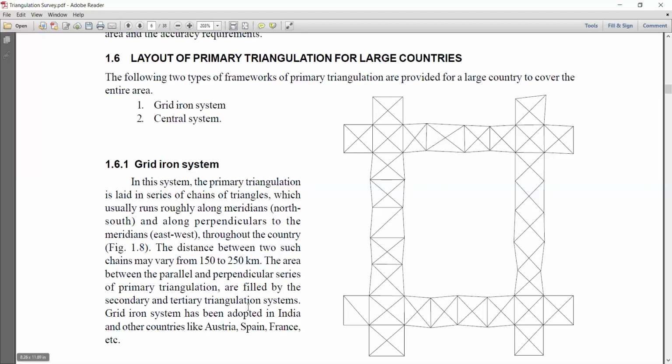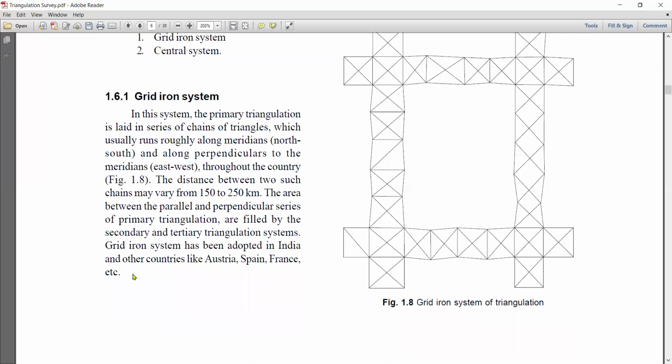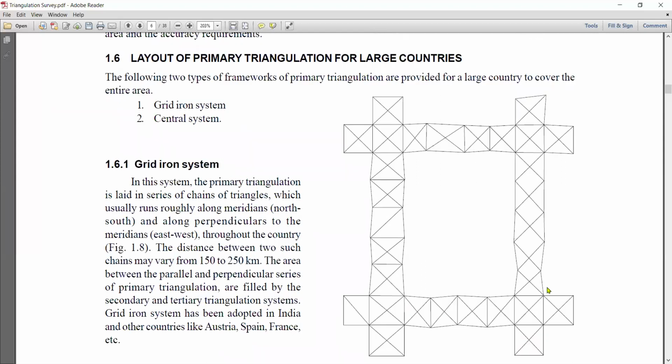The gridiron system has been adopted in India and other countries like Austria, Spain, and France. This system is adopted in India. Already it is there in India, and with a known distance of 150 to 250 kilometers, two ends are fixed, and the gridiron system can be framed.